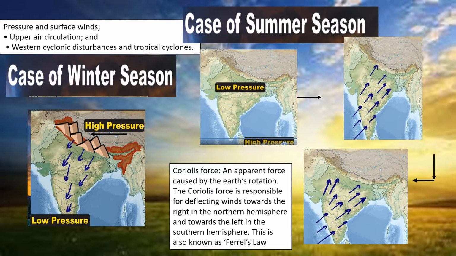They are dry winds. So obviously the places or the states through which the wind blows do not give any rainfall or hardly any rainfall. So we can have extreme type of climate during that season. So pressure and surface wind play a very important role in affecting the climate of India.